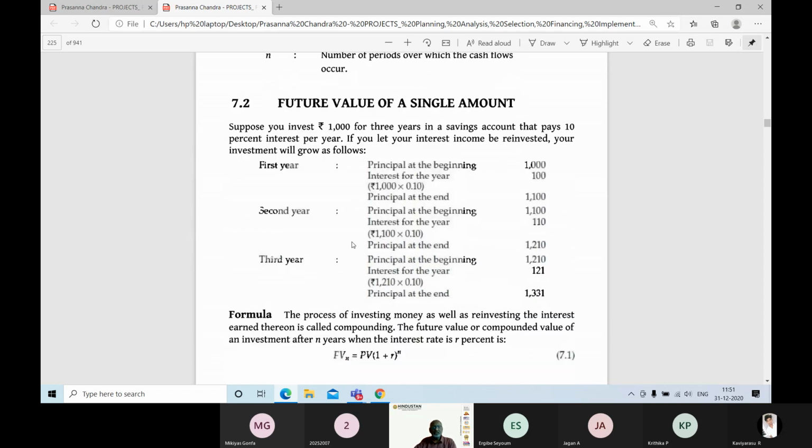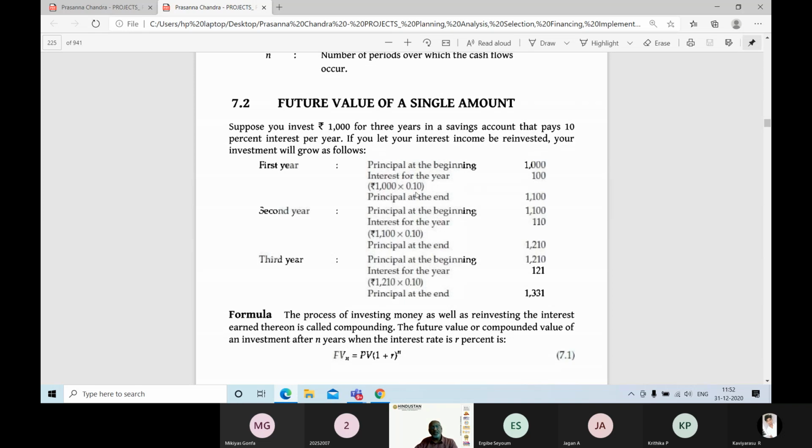Based on that, they calculated this. For a simple example, the future value of a single amount. Suppose you invest ₹1,000 for 3 years in a savings account that pays 10% interest per year. If you let your interest income be reinvested, your investment will grow as follows. First year, the principal at the beginning of the year is 1,000. Then the interest for the year is 1,000 into 0.1. The 0.1 is because there is 10% interest, 10 by 100 comes to 0.1. Then 1,000 into 0.1 comes to 100. That is the interest for the year.